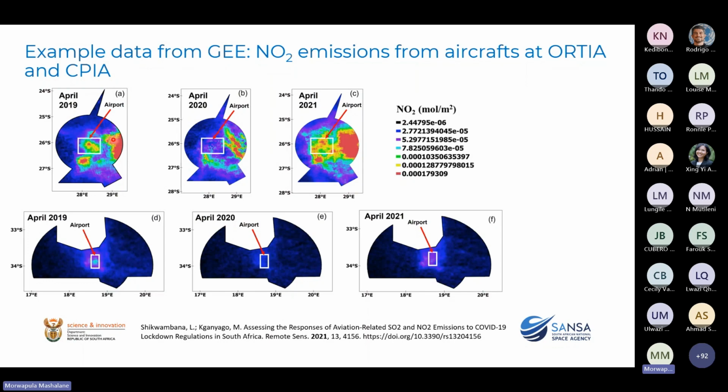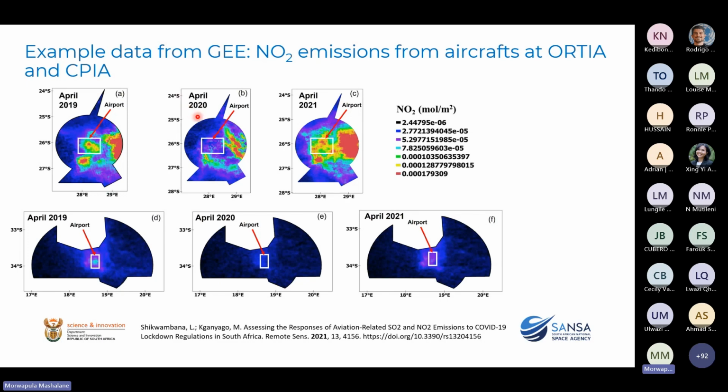In April 2019, we measured the nitrogen dioxide because we know that nitrogen dioxide is a byproduct of aircraft as they idle, as they come through the runway, and as they take off. So we measured the NO2 before the lockdown period, in April 2019, where the white box shows where the airport is. You see a lot of NO2. There are various sources, like you said, but the primary emissions are from aircraft.